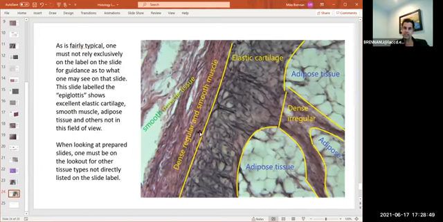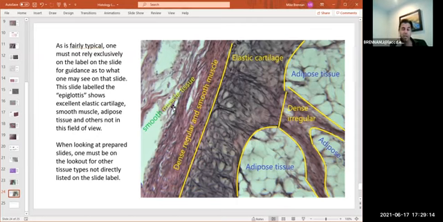Okay, so this is the same slide. Again, like I mentioned previously, there are four different tissue types that show up beautifully on this image. And yet this slide was labeled epiglottis. I had no idea I'd find all this other stuff looking this nice on one slide.